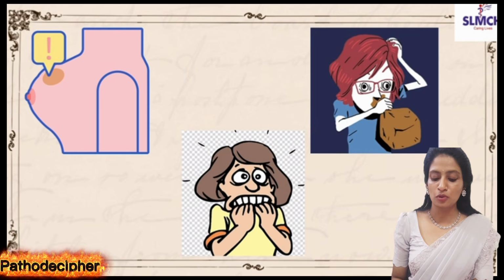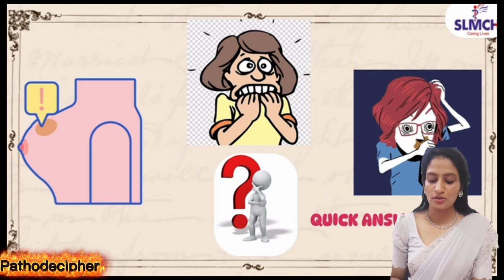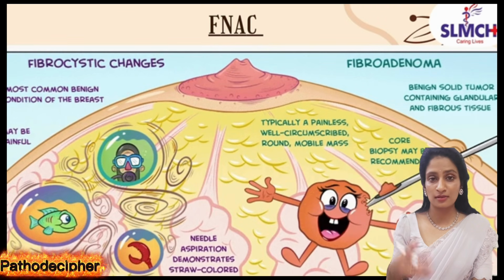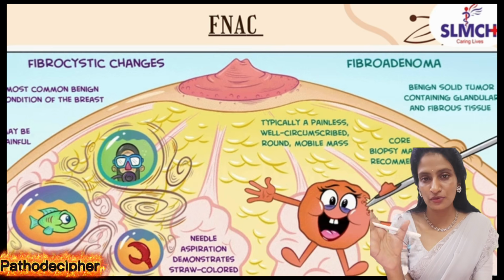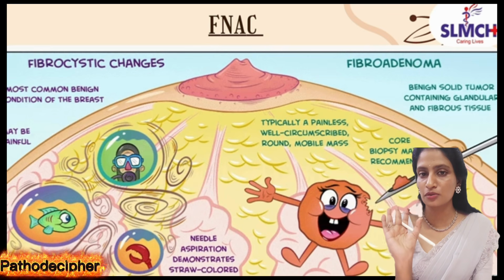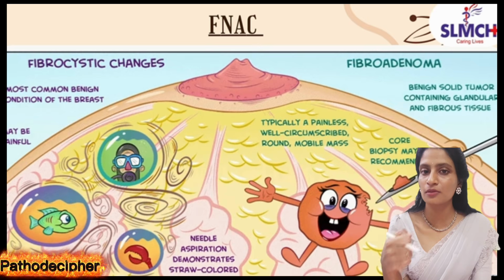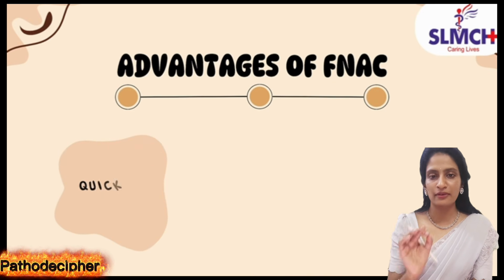So here there is a lump in a patient. Both the clinician and the patient will be anxious about what it could be. Here is a quick answer, which comes through FNAC. FNAC is a simple procedure, fine needle aspiration cytology, where we insert the needle into the lump and take a little bit of tissue along with blood and study that. So that is what is done in FNAC.